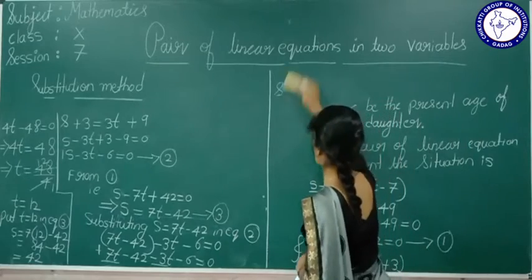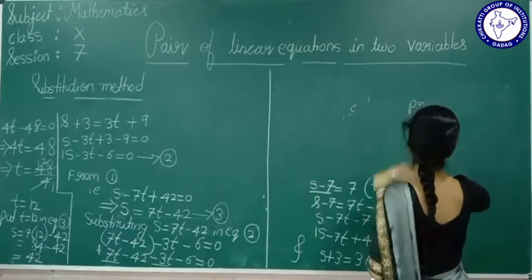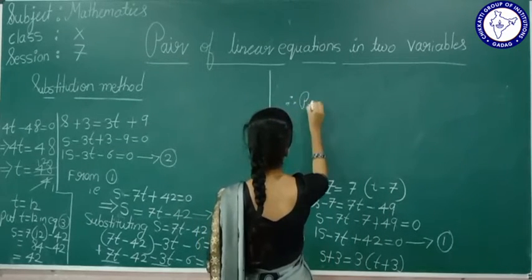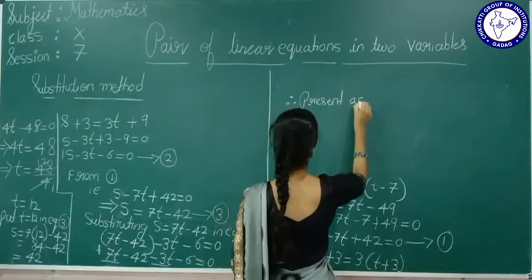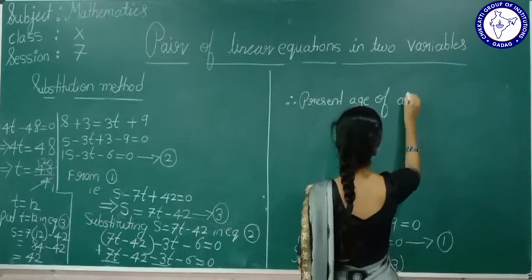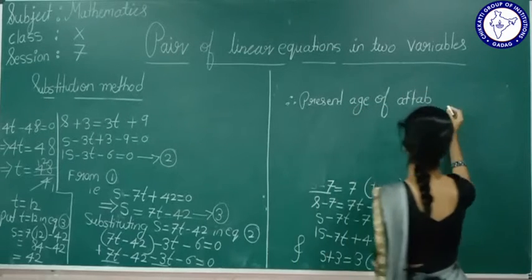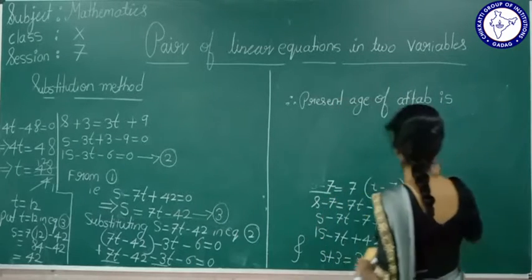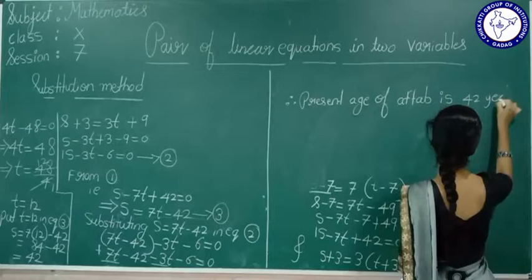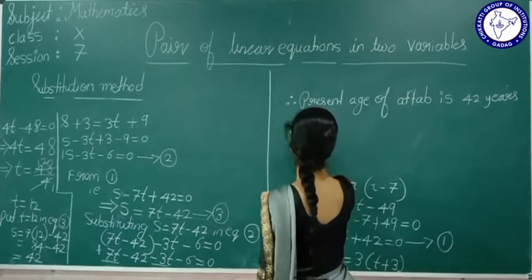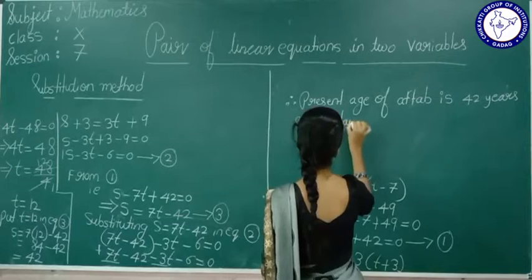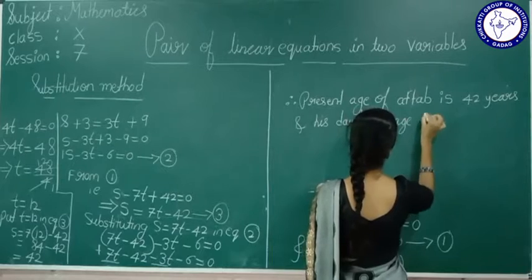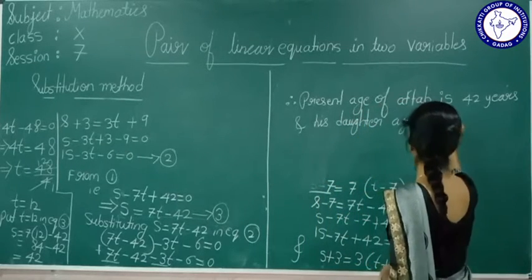So we will write the concluded part here. Therefore, present age of Aftab is 42 years and his daughter's age is 12 years.